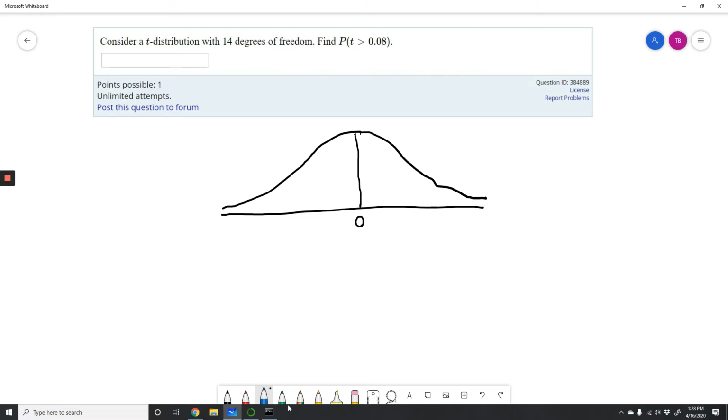We want the probability that t is greater than 0.08. So 0.08 is over here somewhere, and greater than 0.08 is this region. And so we want to find this area or this probability. Okay, this area represents the probability that t is greater than 0.08.